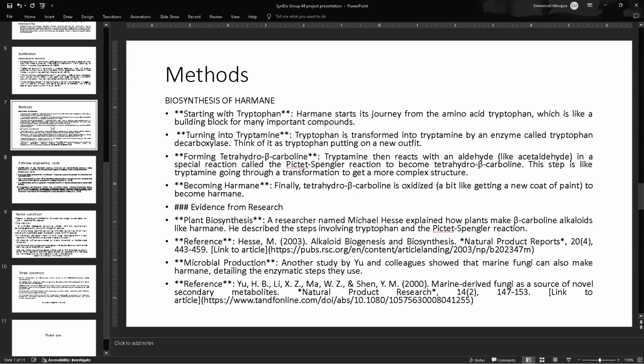The evidence from research can be found from plant-based synthesis, and the link is over here, and the second one is from microbial production, and the link is also here.